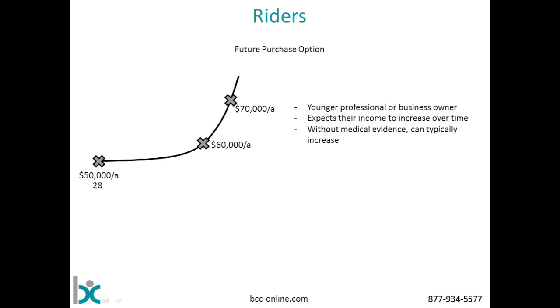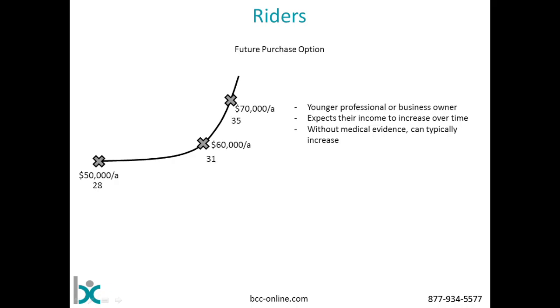Now, when they do that, their premiums will increase because they're getting more coverage. But their premiums will increase based on $60,000 of income and their insurability back here at age 28. That's the only insurability information we have to go on. We're not collecting new information here.